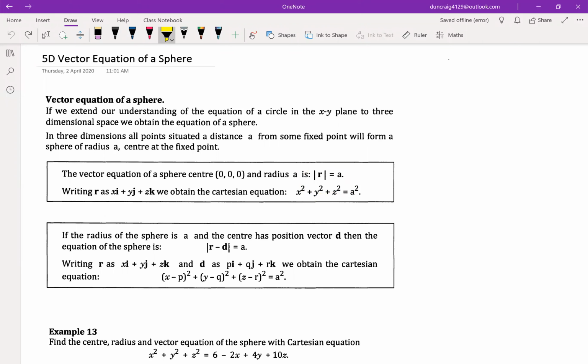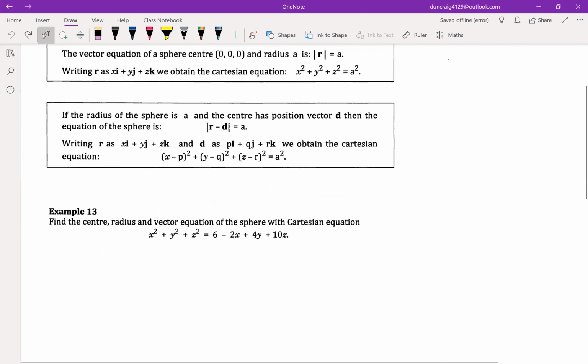If we expand that in Cartesian form, we get x squared plus y squared plus z squared is equal to a squared. So those are our two forms for the equation of a sphere. However, if we offset the center, so it's not at the origin, we include the vector d there, and that indicates its new center. And we've got the same thing in Cartesian form. So let's look at some questions to do with this.